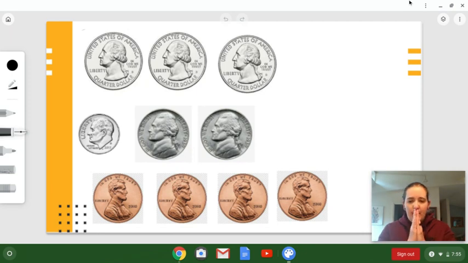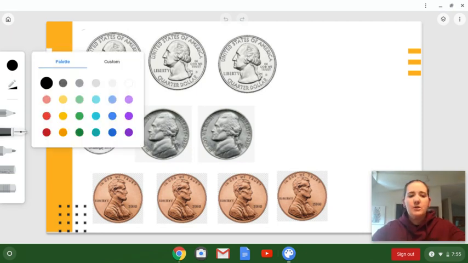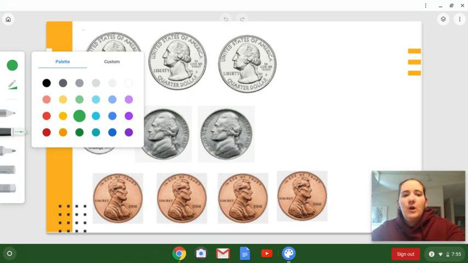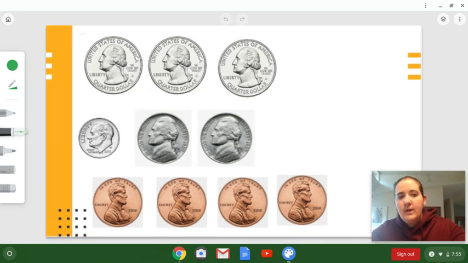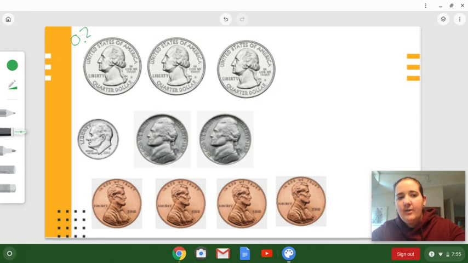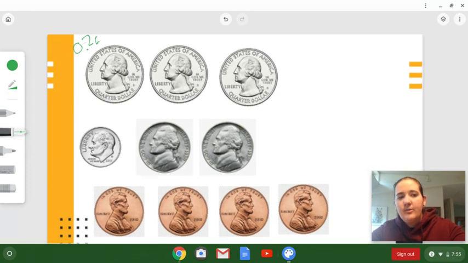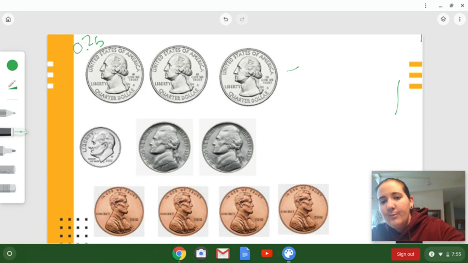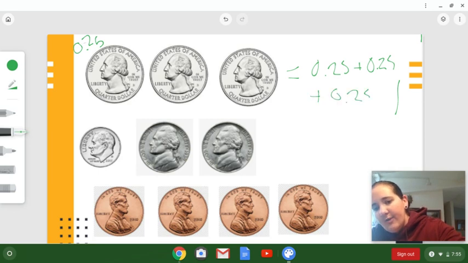All right, so I'm going to think about this. I'm going to use some different colors here because I like colors. I know for one that each quarter is 25 cents, or I'm going to write it as 25 hundredths. And it would probably help if I didn't move this around as much. So essentially my math problem right here is 25 hundredths plus 25 hundredths, and I'm going to come down a little bit, plus 25 hundredths.